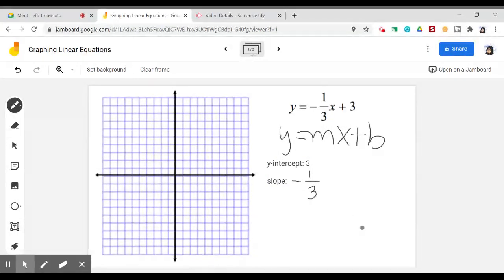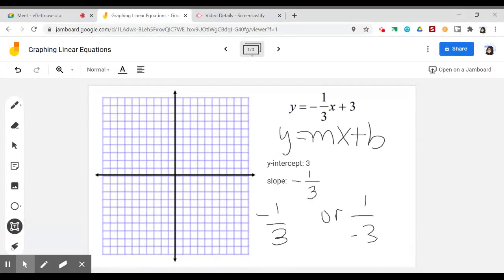Now the -1/3, you want to be careful because it's a negative value, but the negative either goes for the numerator or the negative goes for the denominator. You don't want to put a -1 over a -3 because a negative divided by a negative is a positive. That would be changing the slope. So you either put the negative in the numerator or the negative in the denominator.